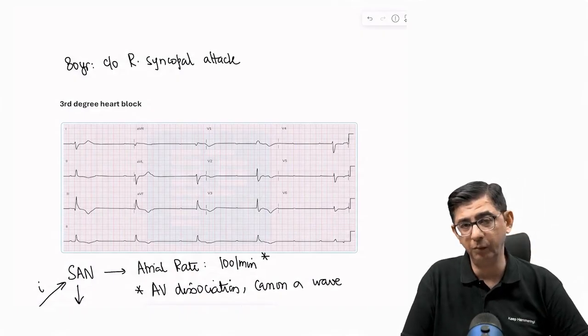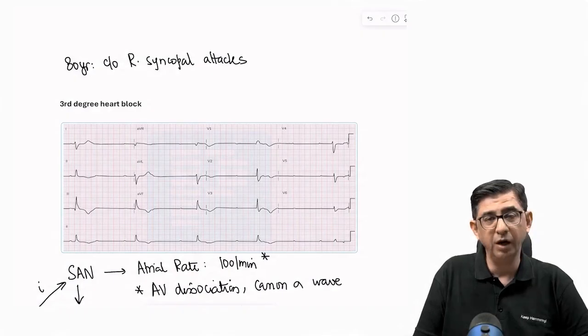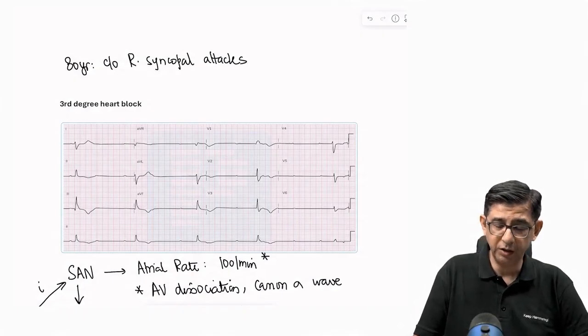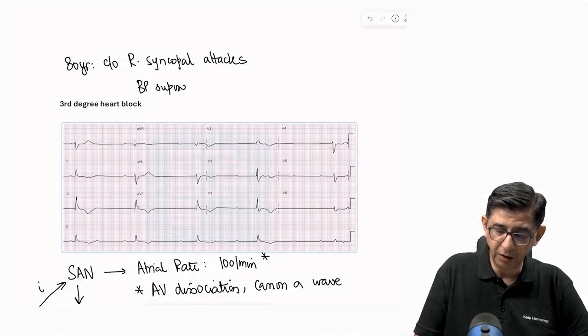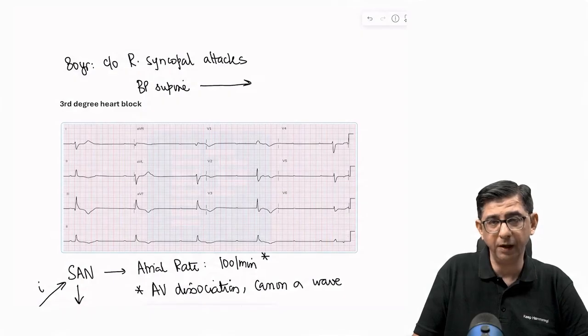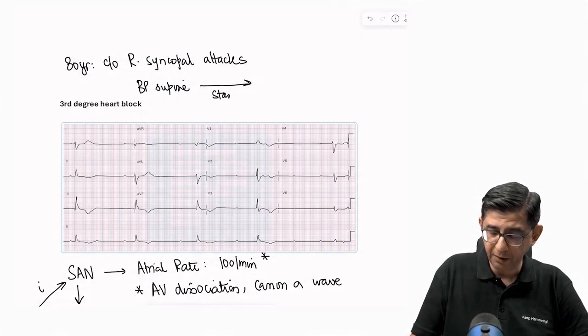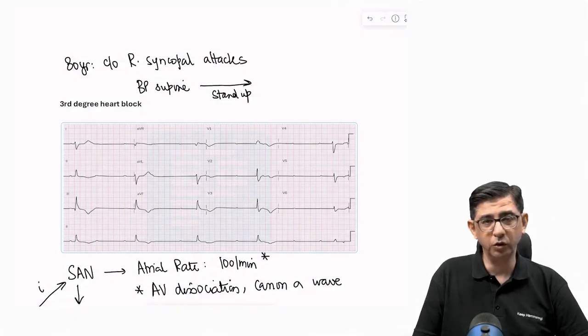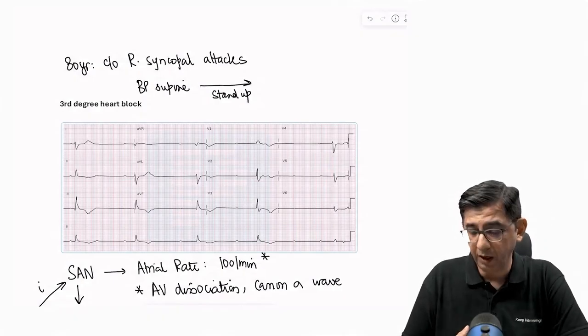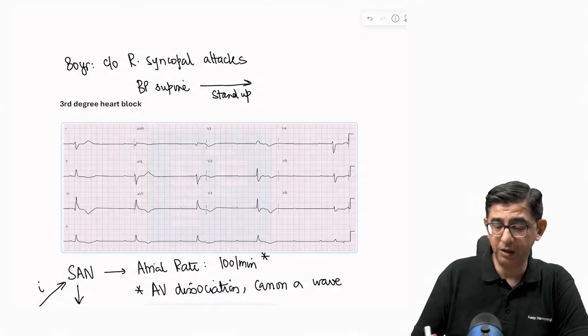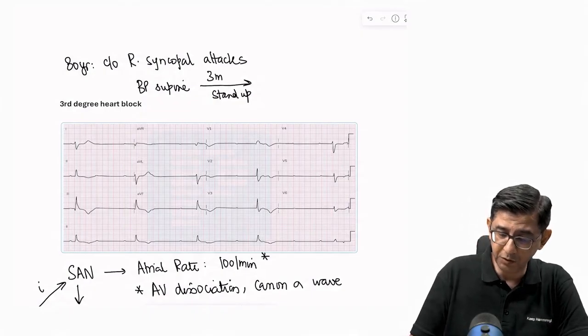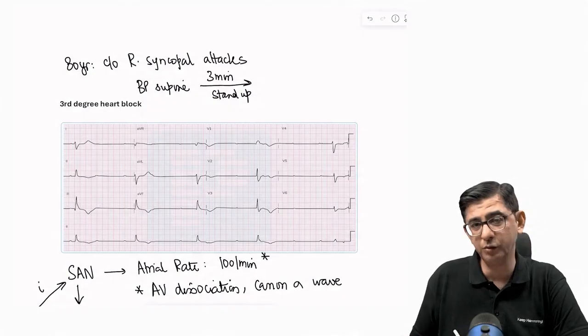So when this man came to me with recurrent syncopal attacks, what I did was I checked the BP of this patient first in supine position. Then I requested the patient to stand up. When the patient stands up, I need to ideally ensure that some relative is with him, and I will not check the BP immediately. I will wait for about 3 minutes, allowing the compensatory mechanisms to act.